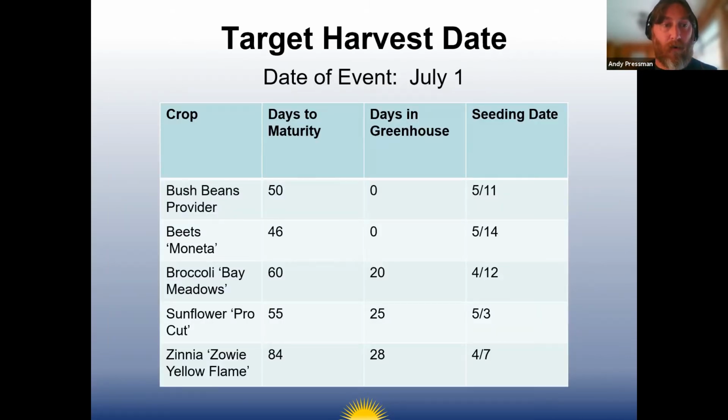And again, to walk backwards, we can also take certain dates and work backwards on the calendar. So this was a wedding we were supplying for. The wedding was on July 1st. So these were the 5 crops we were growing for the wedding. We were able to work backwards, understanding it takes 50 days for bush beans to mature. These are direct seeded, so were the beets. So my seeding date would have been May 11th in order to have it available for July 1st delivery or end of June. But the other crops, the broccoli and the cut flowers, all started in the greenhouse. So that's why we have that additional column there, knowing the date we needed to start, and how many days it's in the greenhouse before we transition out to the field.